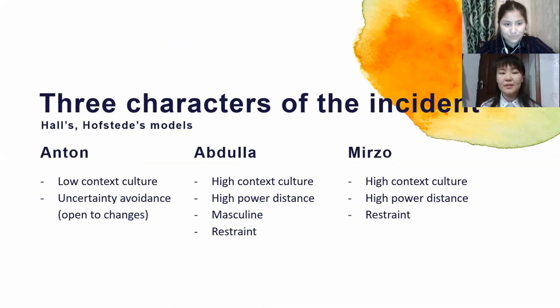In the first critical incident, we have three main characters: two from Tajikistan and one from Russia, who is considered a low context cultural person and is from uncertainty avoidance. He is open to Chila and Mirzo, who are from high context culture and high power distance, and they are from a country which is masculine and restrained.